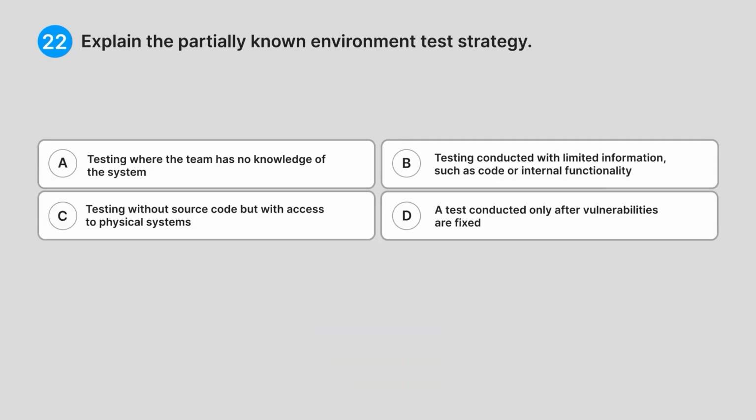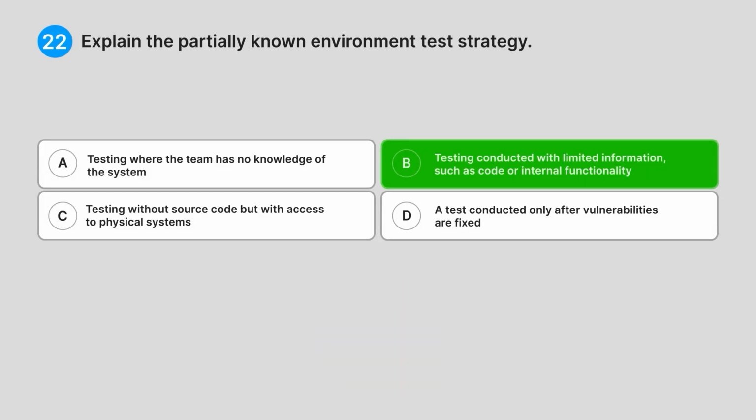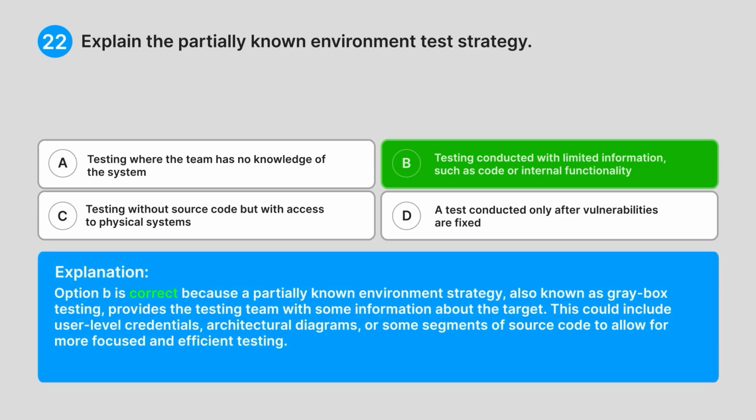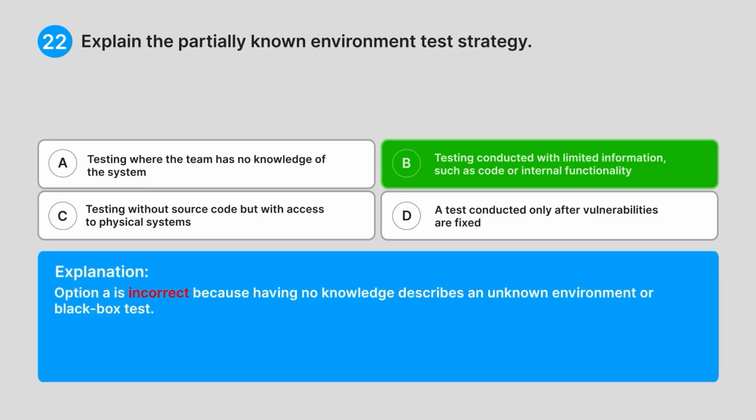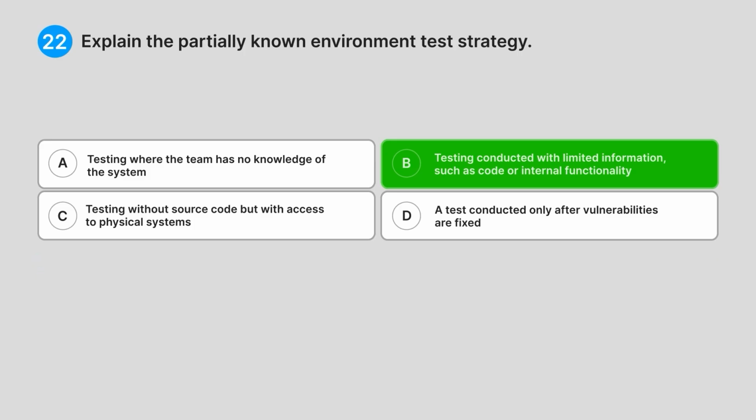Correct answer. B, testing conducted with limited information, such as code or internal functionality. Explanation. Option B is correct because a partially known environment strategy, also known as grey box testing, provides the testing team with some information about the target. This could include user-level credentials, architectural diagrams, or some segments of source code to allow for more focused and efficient testing. Option A is incorrect because having no knowledge describes an unknown environment or black box test.